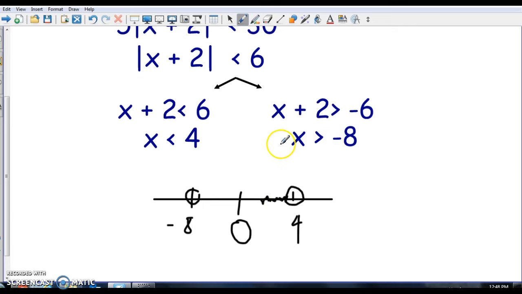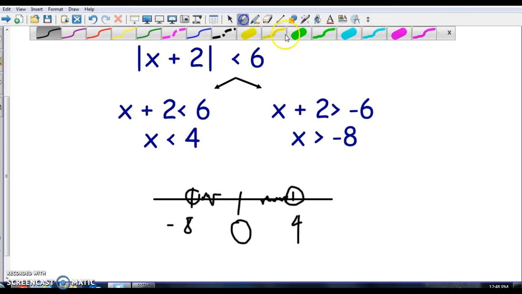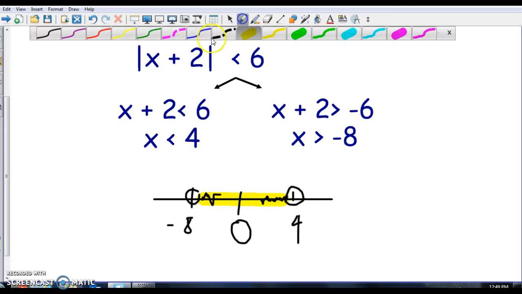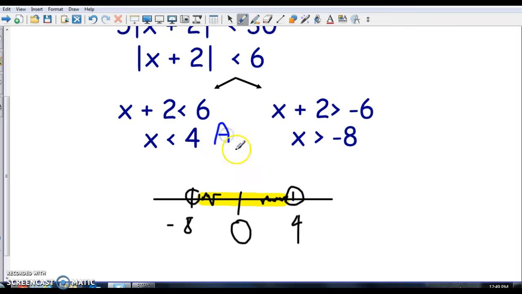Then over here, I'm going to put 0 in for negative 8. Is 0 greater than negative 8? Yes, so I'm going to shade towards the 0, which is going to create an AND problem. So I'm going to shade in the middle. And you probably want to write AND in between. There we go. So then that's your answer for that one. So let's look at one more.